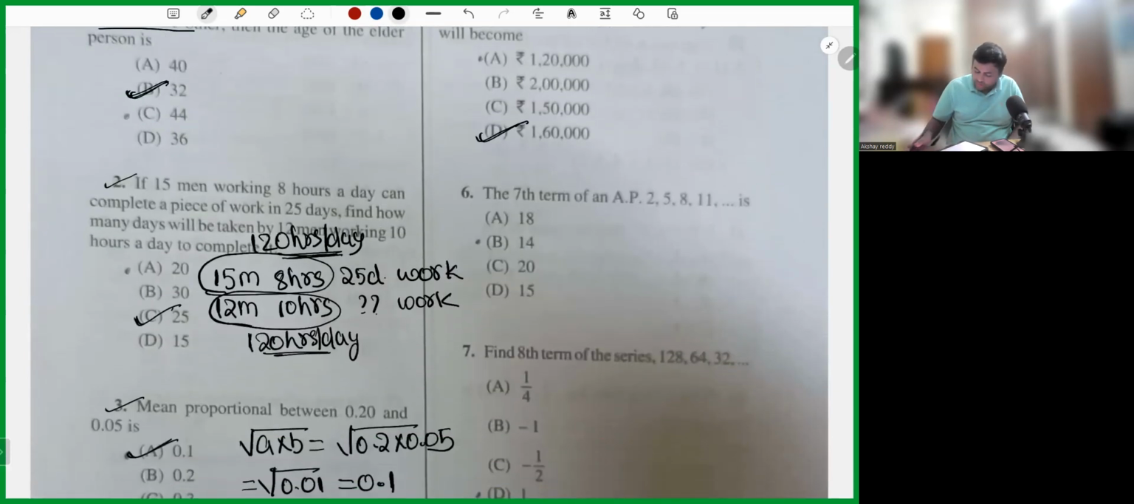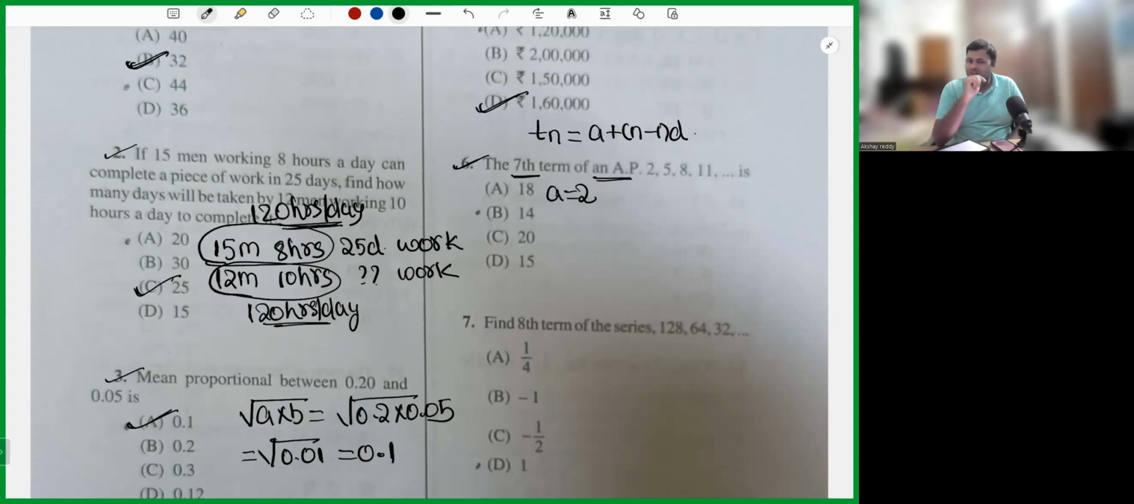Next, question number 6. He is telling an arithmetic progression and he is asking you to calculate the term. You remember how to calculate term in arithmetic progression? What is the formula? Tn is equal to a plus n minus 1 into d. What is a? First term. In our case, what is the first term? 2. What is the d, my dear friends? Common difference. How will you get d? Simple, sir.